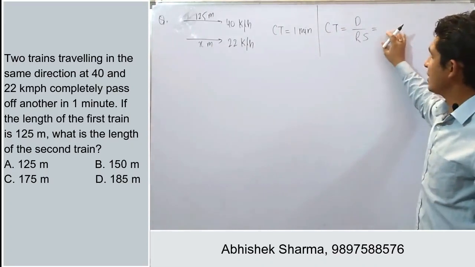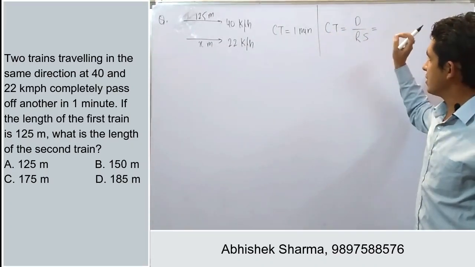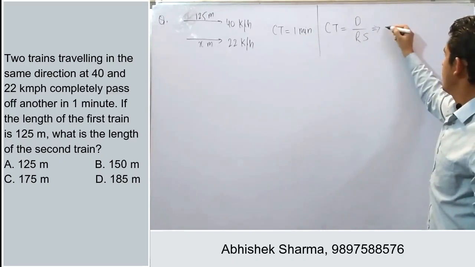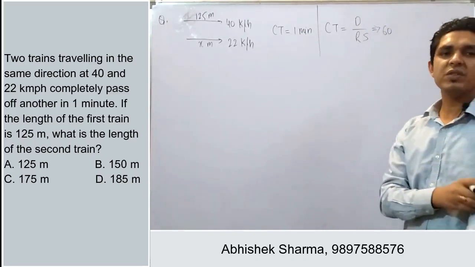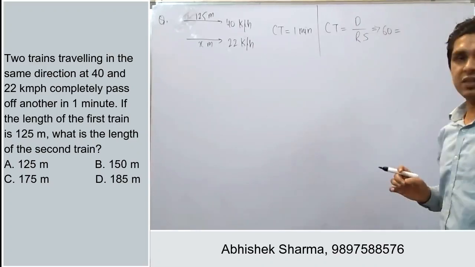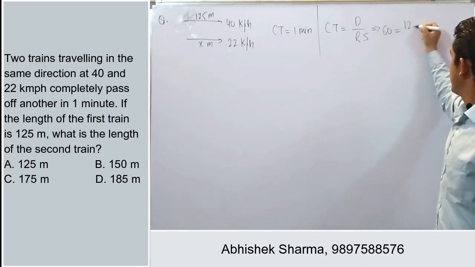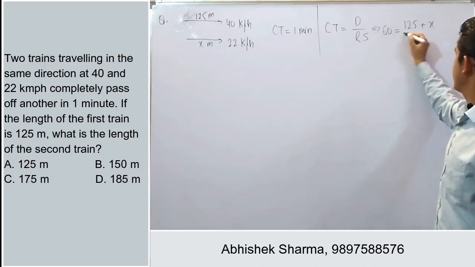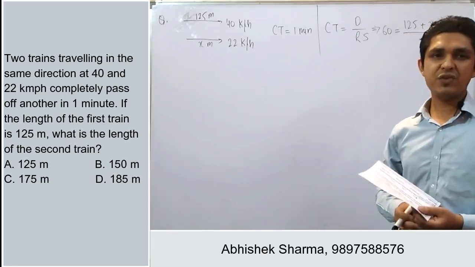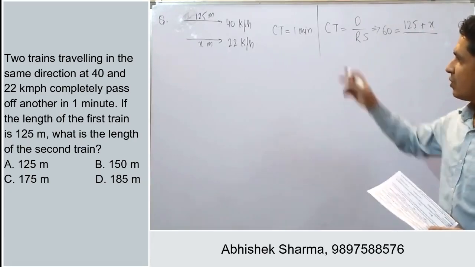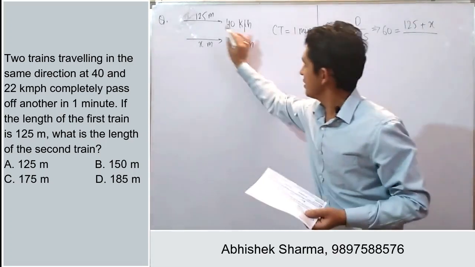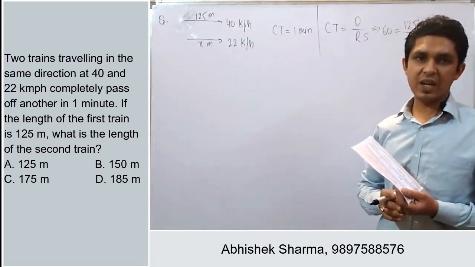Okay, so crossing time is equal to total distance divided by relative speed. Here time is given, that is 1 minute, and 1 minute will be converted into seconds. This will be 60 seconds, and it is equal to total distance. Total distance will be equal to the length of the first train plus the length of the second train, divided by the relative speed. Relative speed will be nothing but 40 minus 22, because as you can see in the question, when the direction is the same, the relative speed is subtracted.